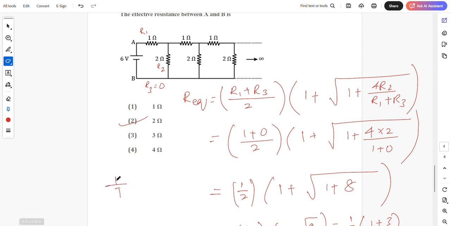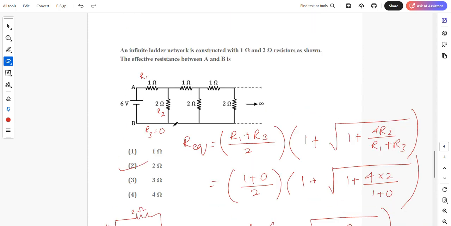2 ohm is the equivalent resistance between A and B. Understood? Hope you understood these three problems.